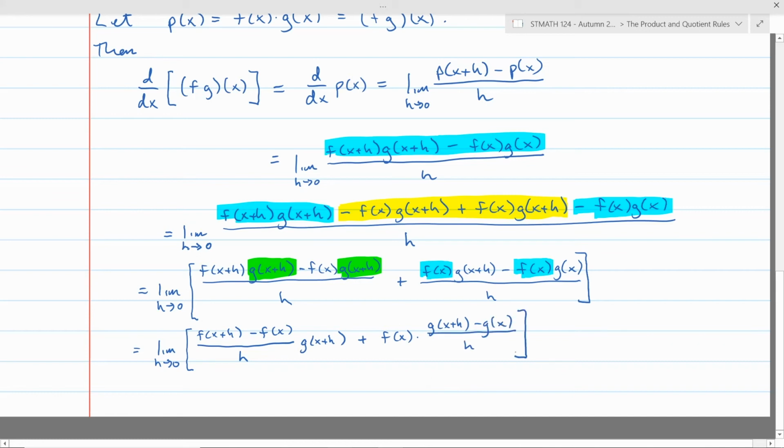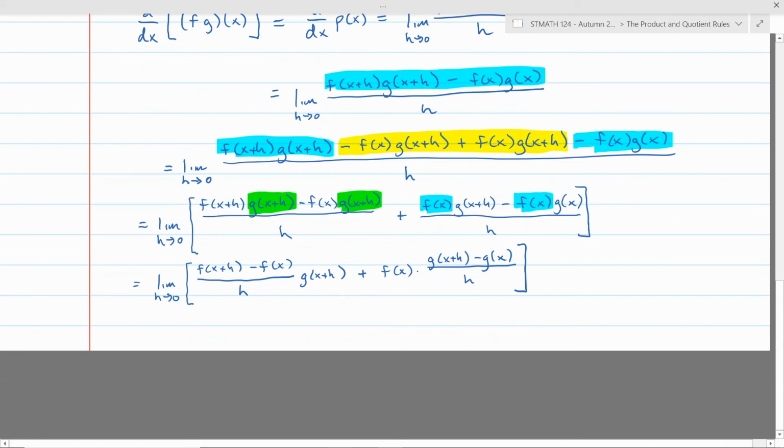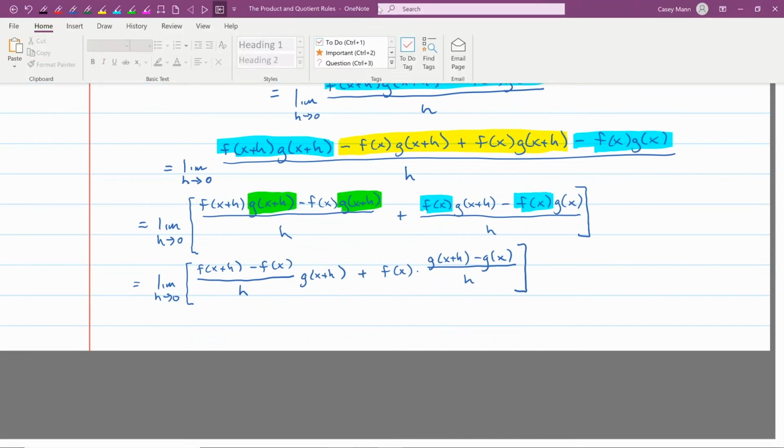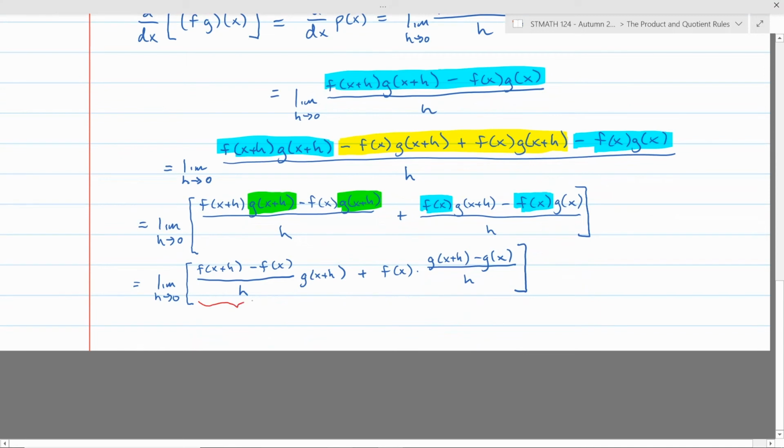And now if I look at each one of these individual parts of this limit that we're getting ready to take, I see that I know what all these limits are. This little fraction right here, when you take the limit of that as h goes to 0, you should recognize that that's the derivative. That's f prime of x.